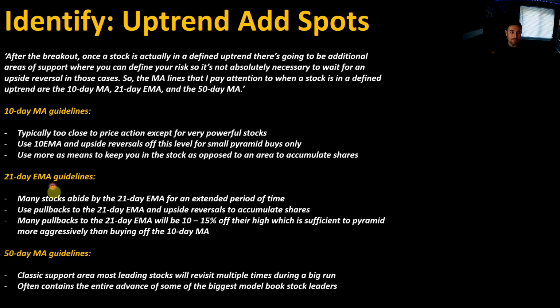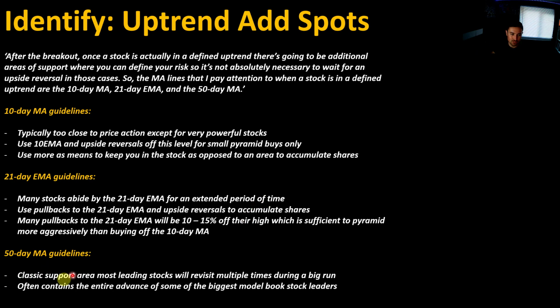21-day EMA. Many stocks abide by the 21-day EMA for an extended period of time. Use pullbacks to the 21-day EMA and upside reversals to accumulate shares. Many pullbacks to the 21-day EMA will be 10 to 15% off their high, which is sufficient to pyramid more aggressively than buying off the 10-day moving average. Remember Charles was saying the sweet spot is in kind of the higher teen areas for pullbacks that he's looking for. So i.e. a stock peaks, pulls back into its 21 EMA, he would like the pullback to be in the high teens area for more of the sweet spot.